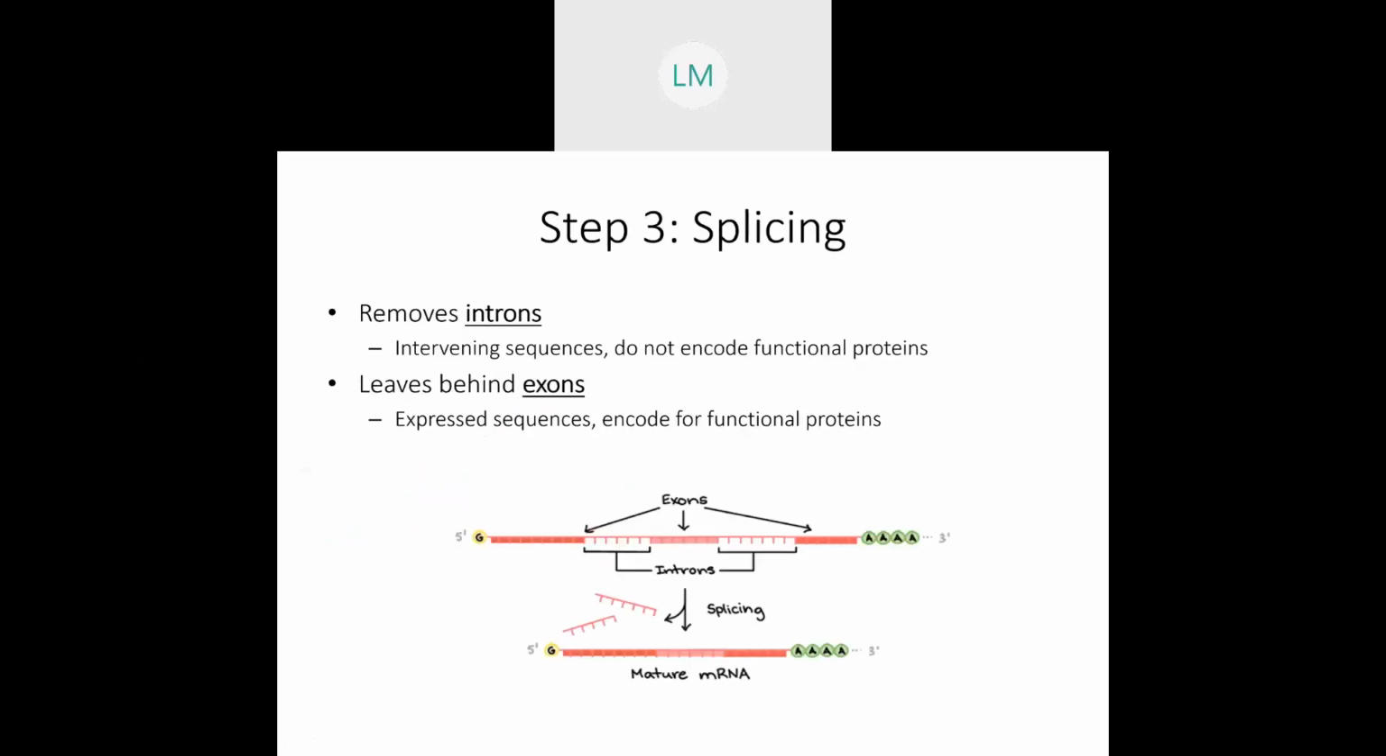And then the last thing we're going to do is we're going to splice. So we are going to remove what are called introns, and we are going to leave behind what are called exons. So the introns are just sequences of this RNA that don't actually encode for functional proteins. So we want to take all of those out, and we only want to have the sequences that are encoding for functional proteins. So we have exons here, and then our introns that don't encode for anything. We will splice our RNA molecule to take these introns out, and then we are left with what's called our mature mRNA. So we've got our 5' cap, our poly A tail, and all of our exons here right in a row.